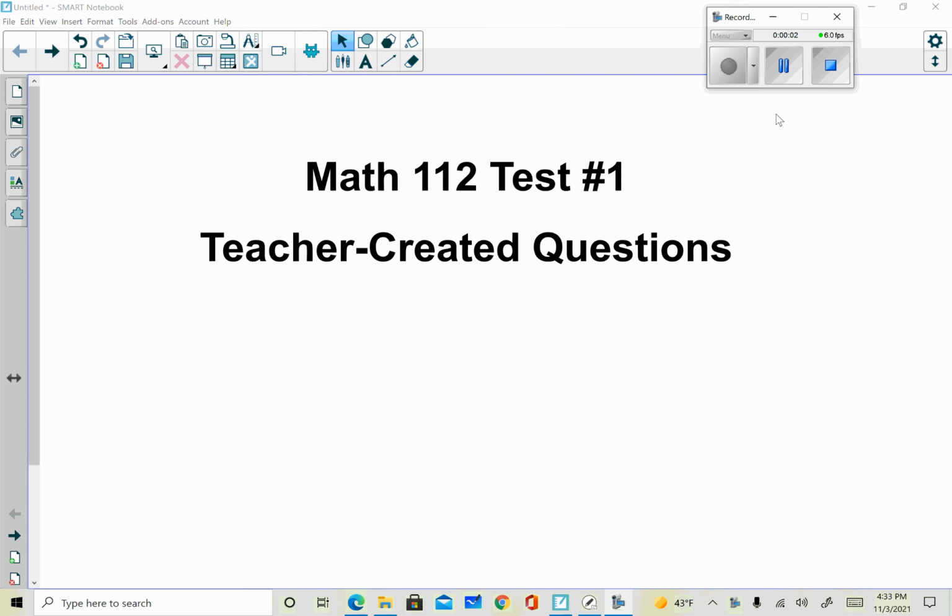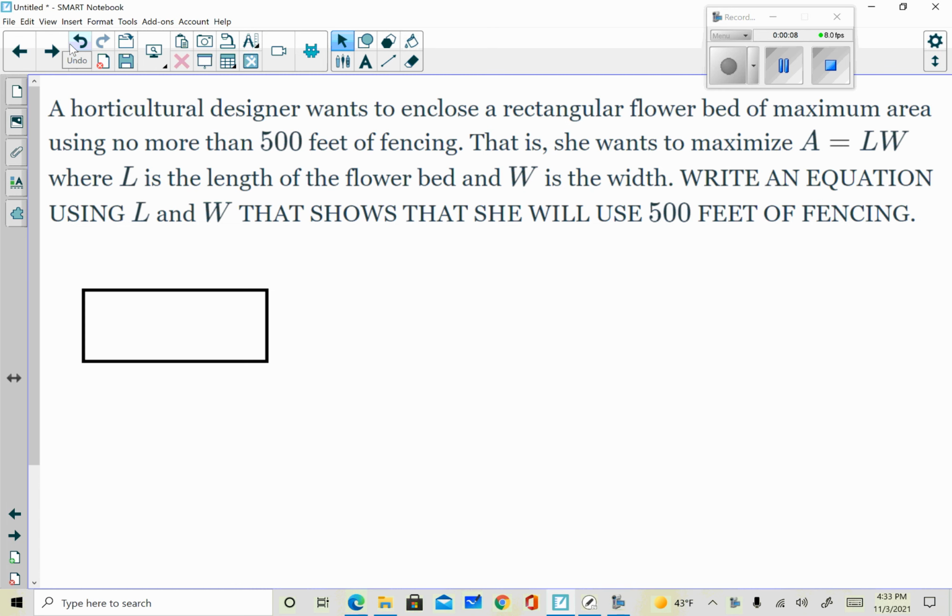These are the solutions to the teacher-created problems from test number 1. A horticulture designer wants to enclose a rectangular flower bed of maximum area using no more than 500 feet of fencing.